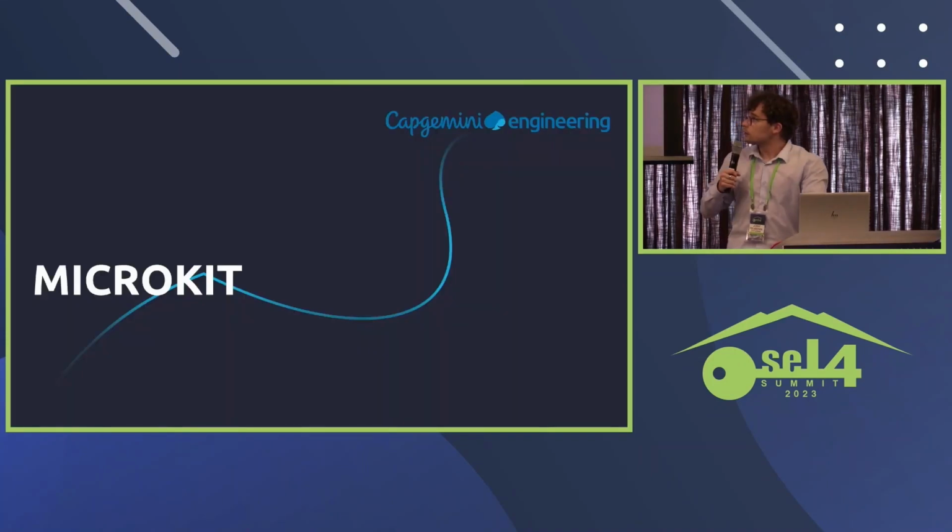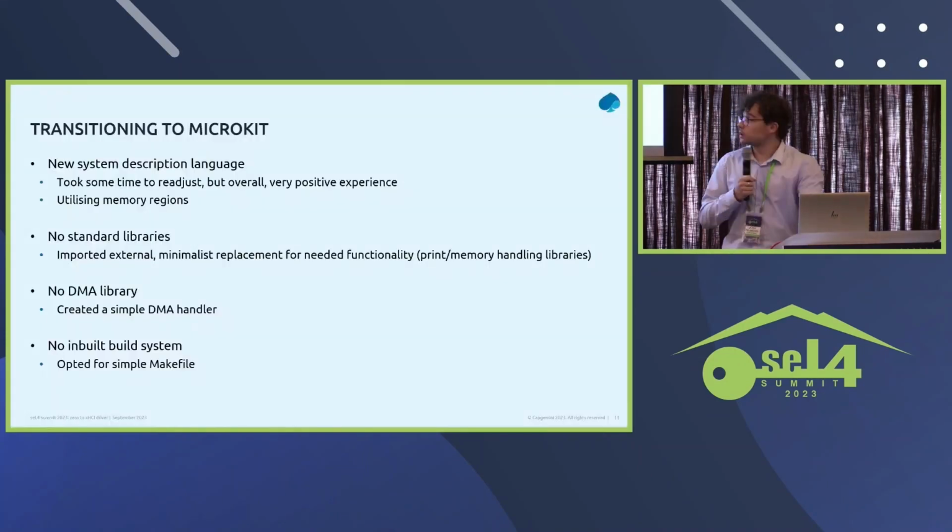And then we wanted to move to Microkit, or previously Core Platform. That was a whole new system description language, which took a bit of time to readjust, but actually it was a really positive experience. CAmkES, I'm sure you've heard, is a bit of a beast, but the transition to Microkit was very, very painless. The biggest challenges that we found were that there's no standard libraries yet.